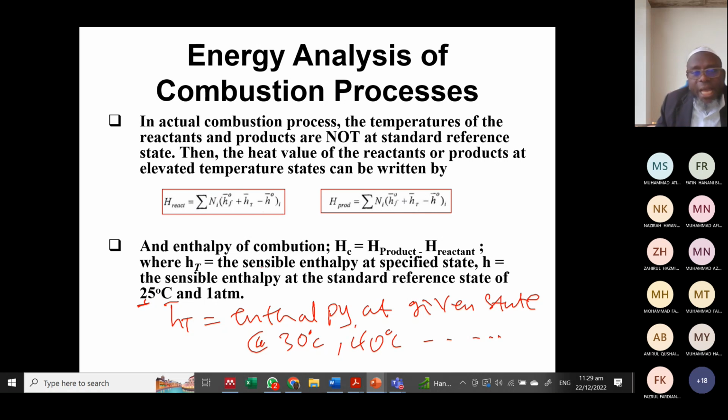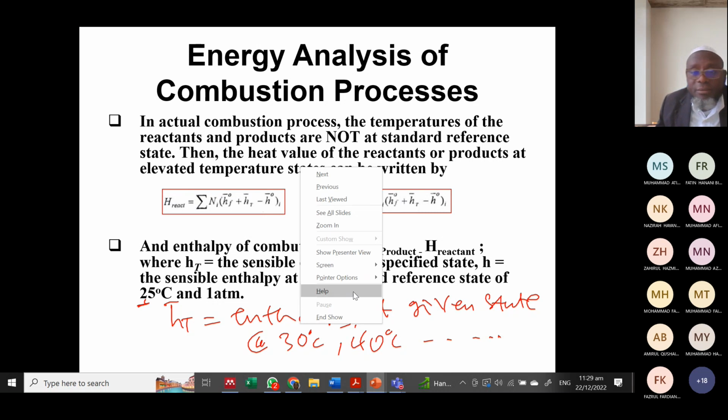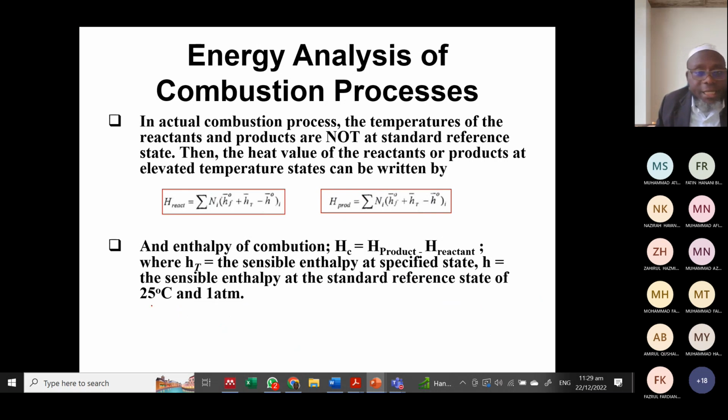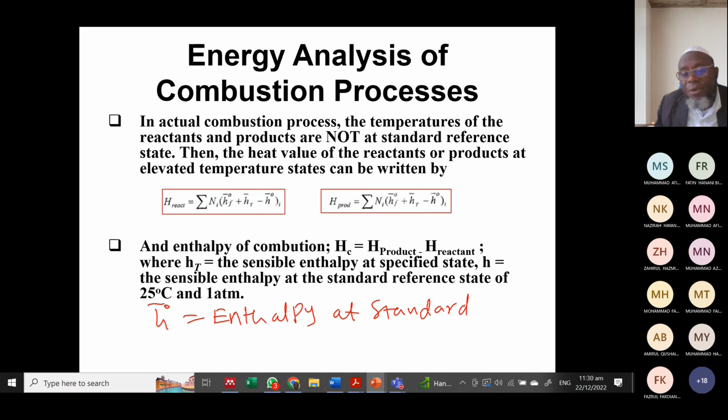And then we have the other one, the last one. So this is very important, ladies and gentlemen. We have HO. This is the enthalpy at standard state. Enthalpy of the element at standard state. At standard state means at 25 degrees Celsius and 1 atmospheric pressure.